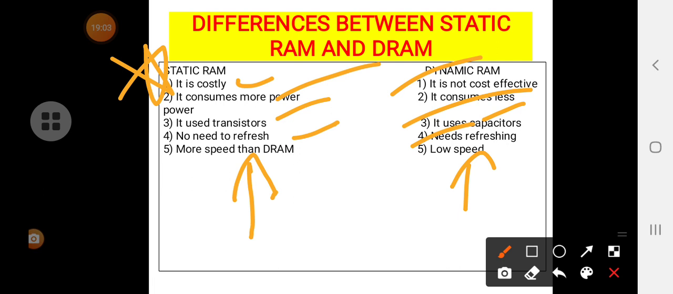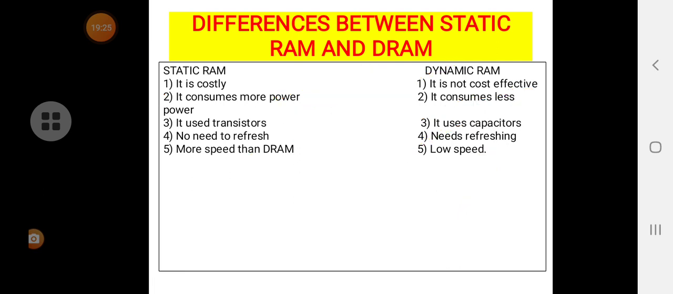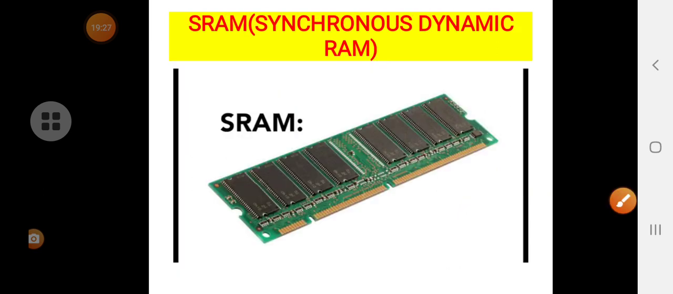SRAM uses transistors, DRAM uses capacitors. SRAM doesn't need any refreshing, but DRAM needs refreshing. SRAM speed is more when compared to DRAM. DRAM has less speed. So this is an important question you have to remember.